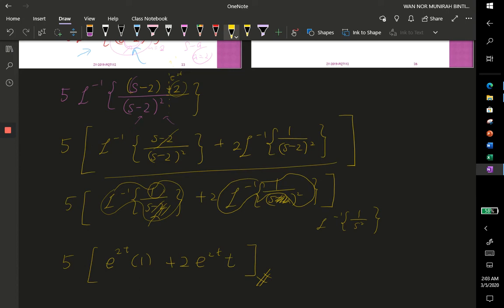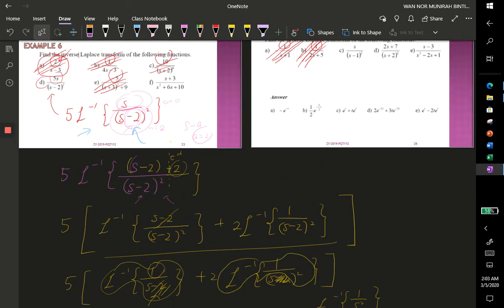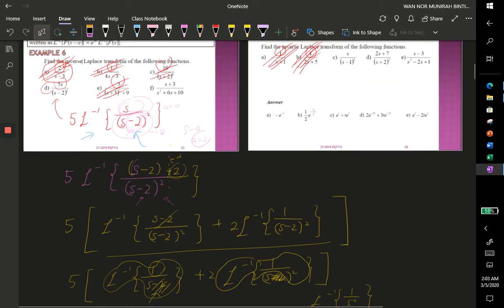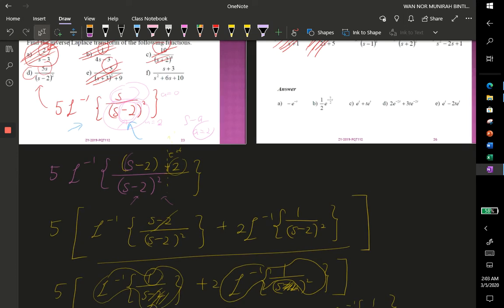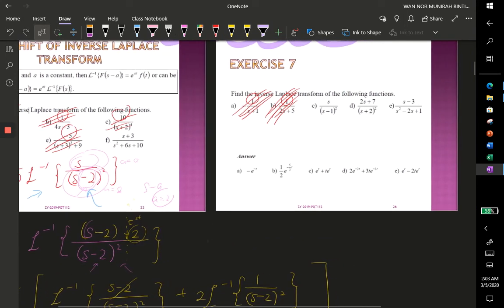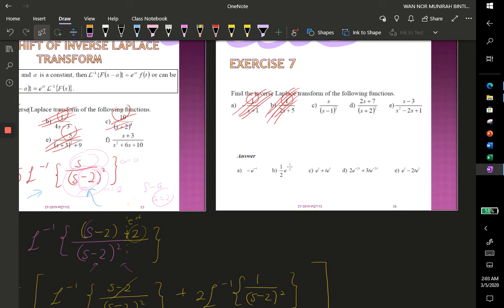Again, you can take the Laplace transform of this one by using the Laplace property, and you will get the solution as your question, the same function. I want to KIV this one first.